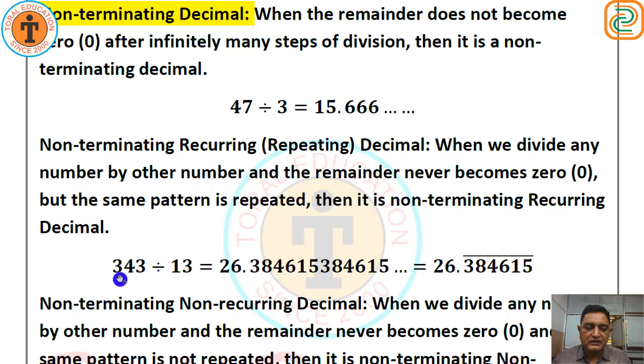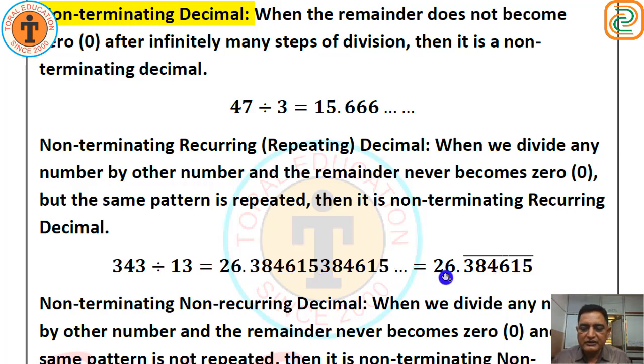Look, 343 divided by 13, right? So we get 26.384615, 384615, 384615, 384615. This is repeating. These digits repeat continuously.